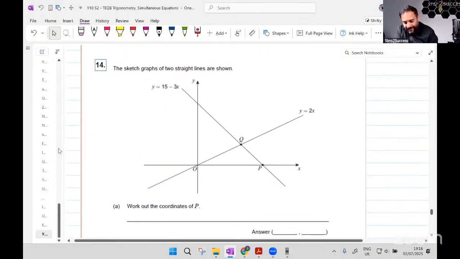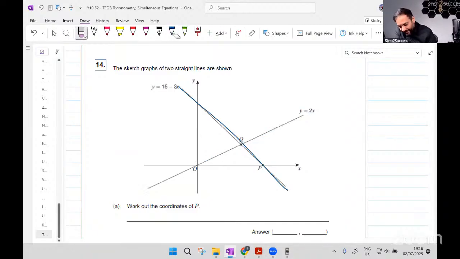This question says that there's a graph of two straight lines. It tells you the equation of this line and the equation of this line. The equation of the red line is y equals 15 minus 3x. The equation of this blue line is y equals 2x.